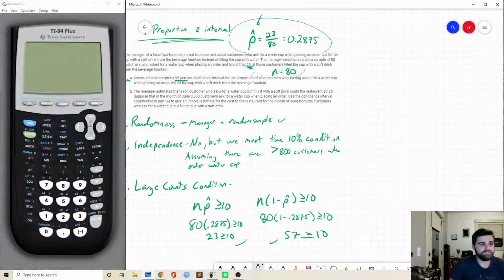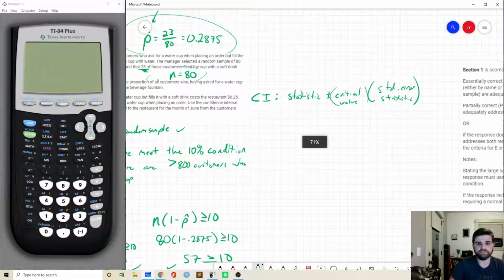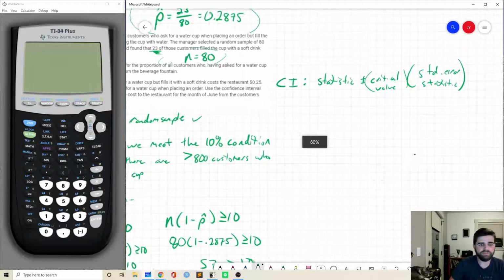Okey doke. So now we need to actually calculate our confidence interval. So if you look at your formula chart, you'll see something like this. A confidence interval is the statistic plus or minus the critical value times the standard error of the statistic. So you'll see something like this on your formula chart. So we're going to go ahead and fill this out.